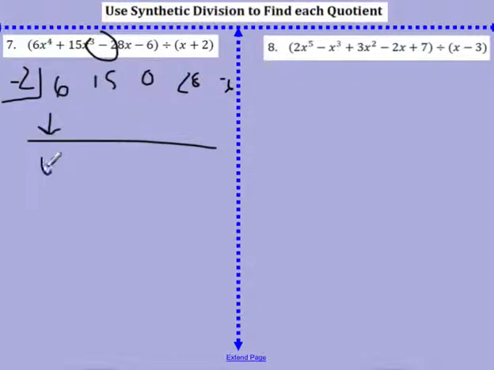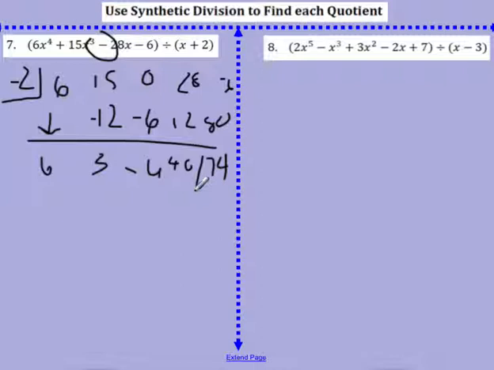I can take this 6 and drop it down. 6 times negative 2 is negative 12. 15 plus negative 12 is 3. Then 3 times negative 2 is negative 6. So we have to have that 0 column to take the place of the x squared that isn't there. So that's going to give me negative 6. Negative 6 times negative 2 is 12. 28 plus 12 is going to give me 40. And 40 times negative 2 is negative 80. Then negative 80 minus 6 is going to give me negative 74.